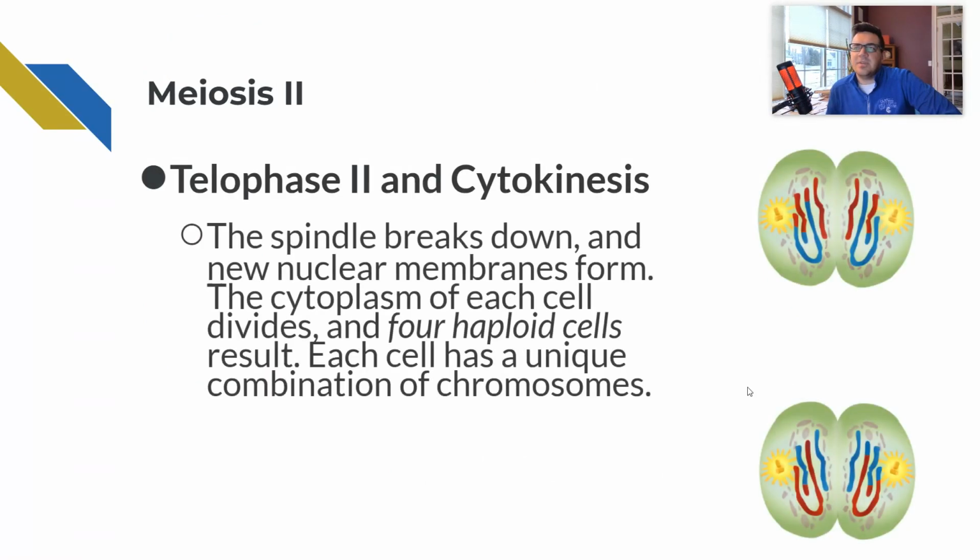And then at the end, we have telophase 2 and cytokinesis, where our spindle breaks down and the nuclear membranes start reforming. The cytoplasm starts to divide in each one of these pairs, and so we're going to wind up with 4 cells at the end of this. And you will note that if you look at the mix of red and blue DNA here, which represents DNA from mom and DNA from dad, all of these cells have slightly different combinations of red and blue DNA because each of them is only inheriting half.